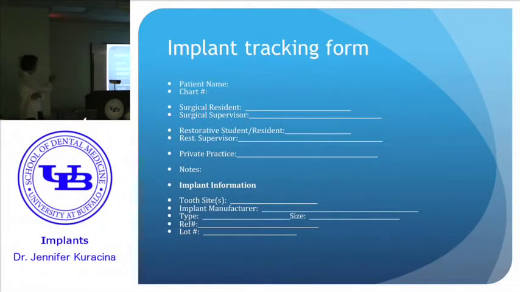So my rendition here is not as good as what you see in front of you, but basically the first side of it is the tracking form. The first portion of that is information about who is involved in the treatment: the surgical resident, the supervisor, the restorative resident or student, their supervisor, whether it came from private practice, and then information about the implant. One of these should be filled out for every implant placed. So it tells the tooth site, the manufacturer, size, reference number, lot, etc.